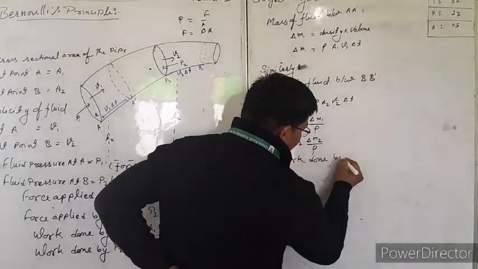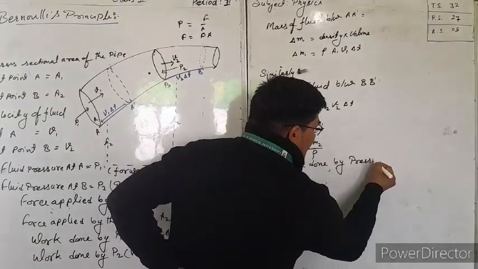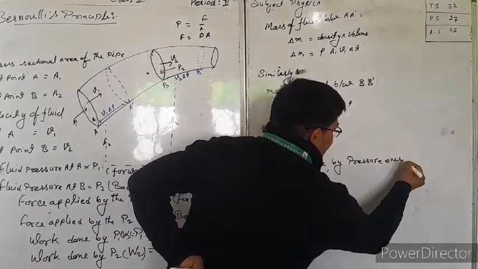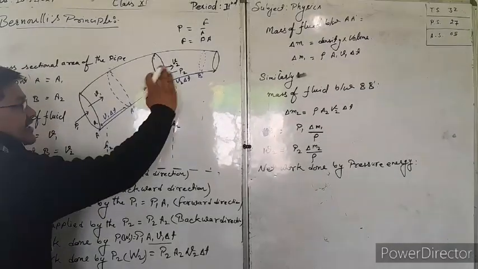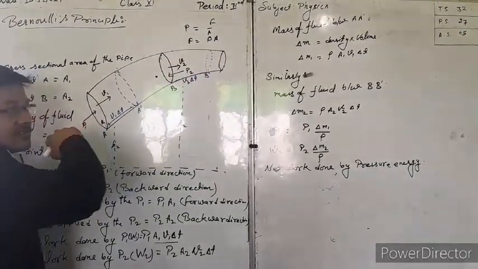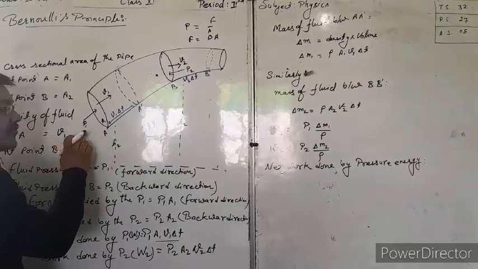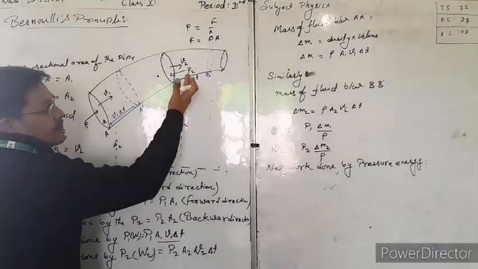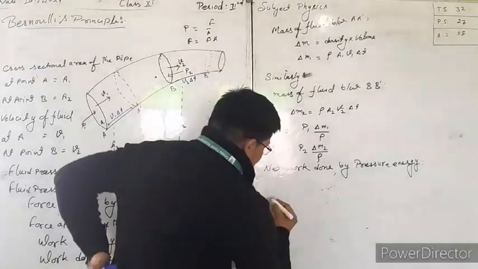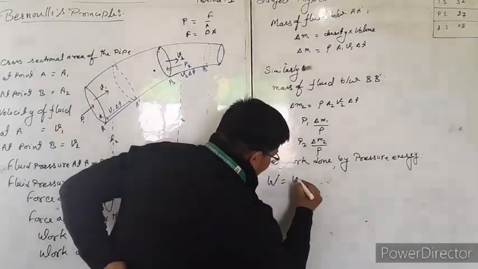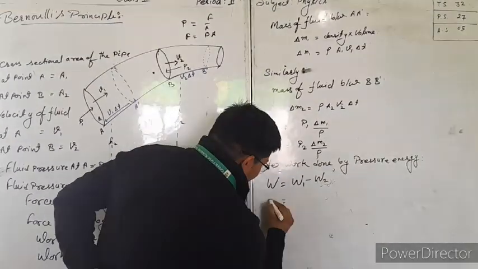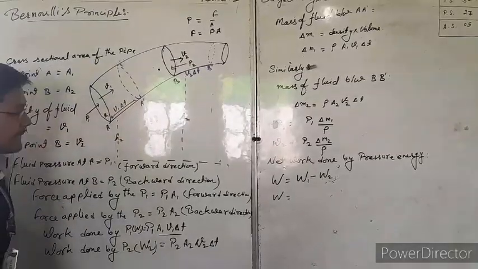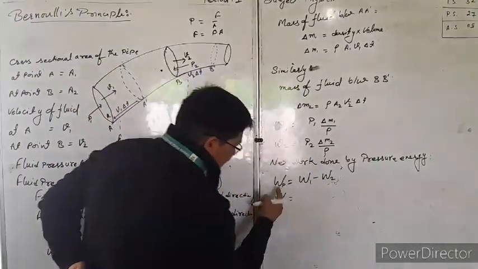Net work done by pressure energy. It will be what? Just have a look, beta. P1 is acting in the forward direction and P2 is acting in the backward direction. That means the work done by P1 will be positive and the work done by P2 will be negative. So W is equal to W1 minus W2. You can denote it as work done by pressure, WP.